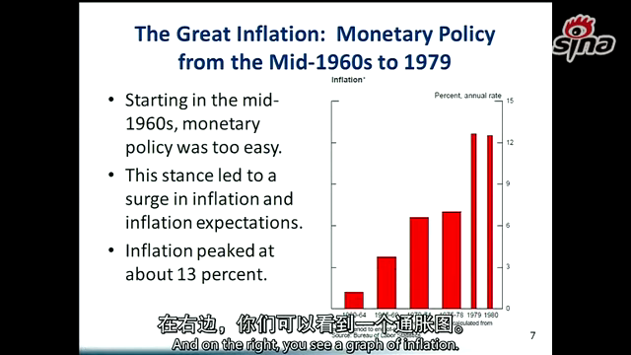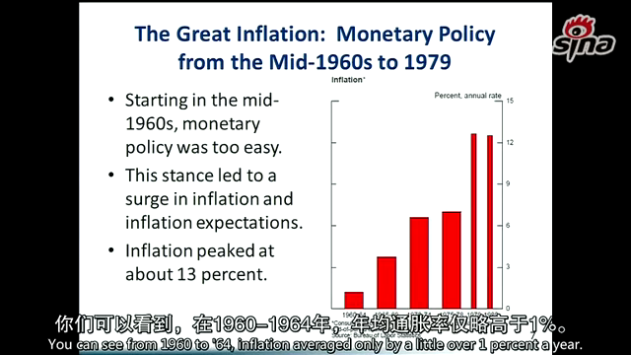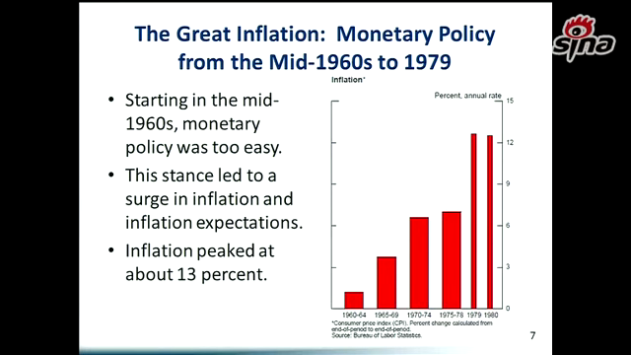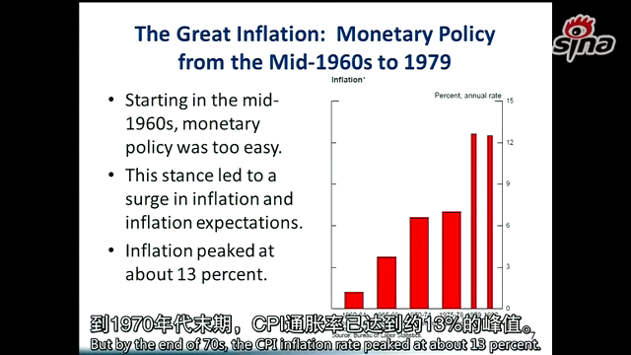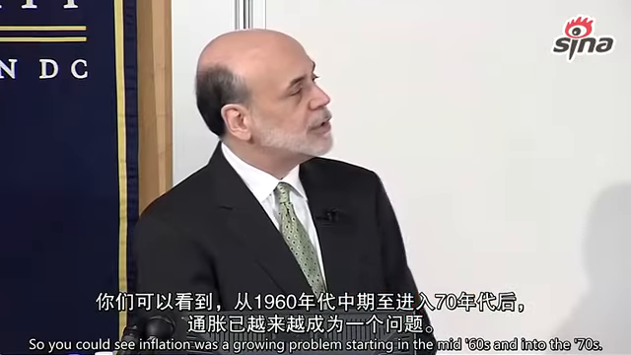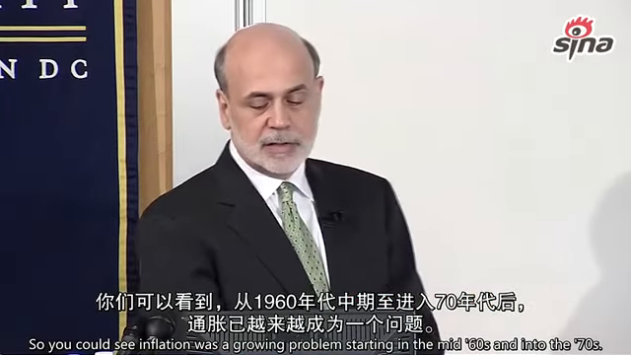And on the right, you see a graph of inflation. You can see from 1960 to 64, inflation averaged only a little over 1% a year. It picked up during the Vietnam period, 65 to 69, even higher in the early 70s. But by the end of the 70s, the CPI inflation rate peaked at about 13%. So you can see inflation was a growing problem starting in the mid-60s and into the 70s.